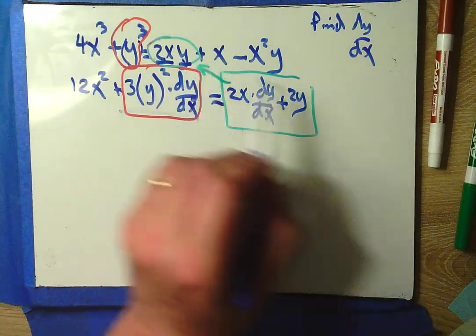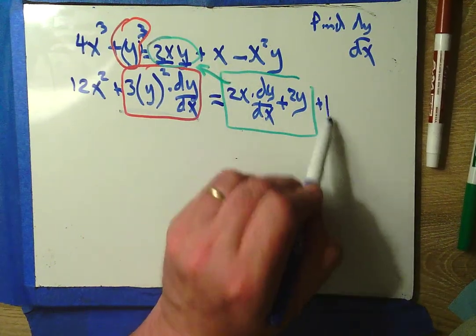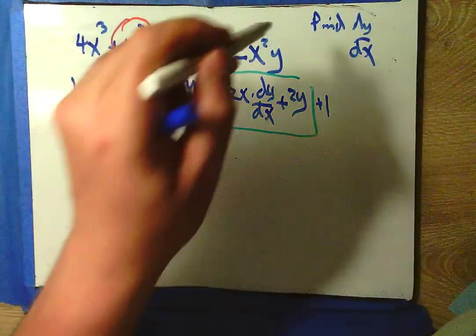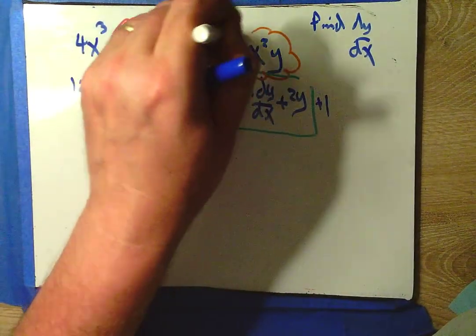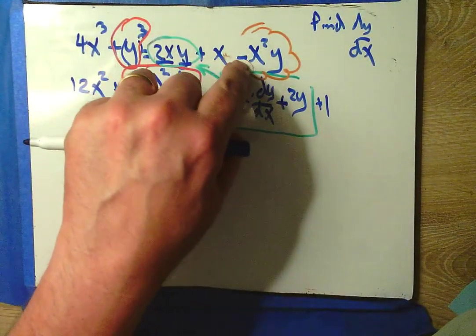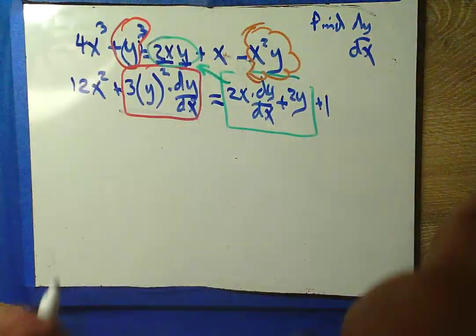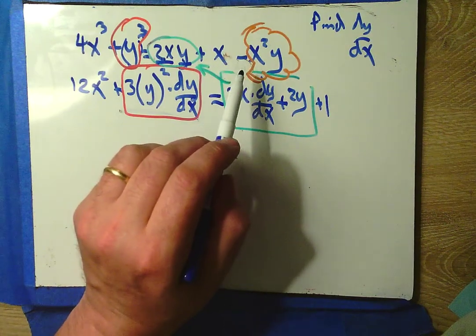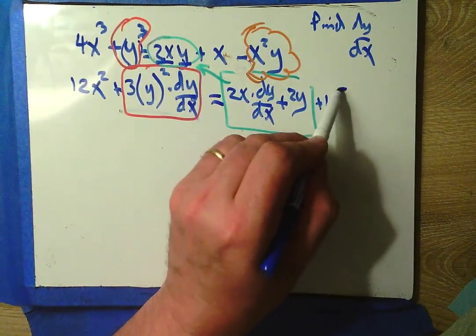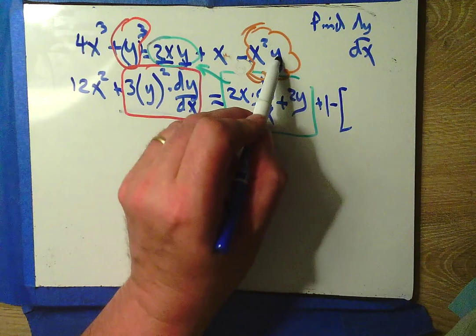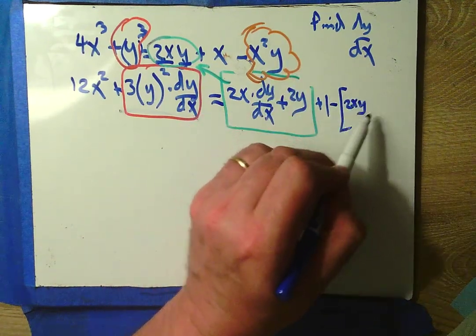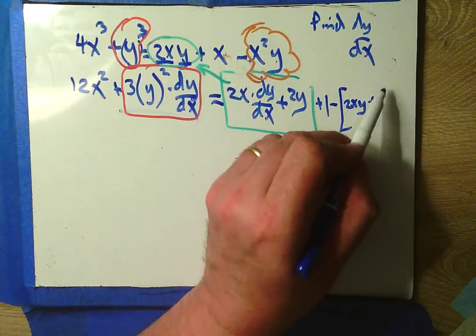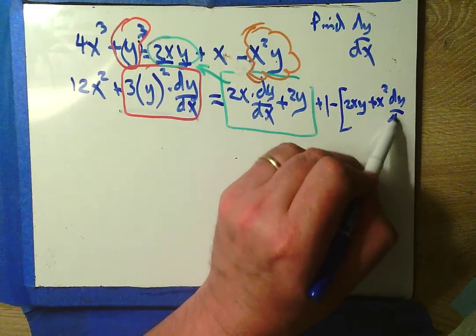Now, we've got our plus sign. The derivative of x is 1. And another product, and it's behind a minus sign. So I'm going to do the product rule, and when I'm all done doing the product rule, I'm going to distribute the negative throughout. So minus the derivative of this times that, 2xy, plus the derivative of that times that, x squared dy/dx.